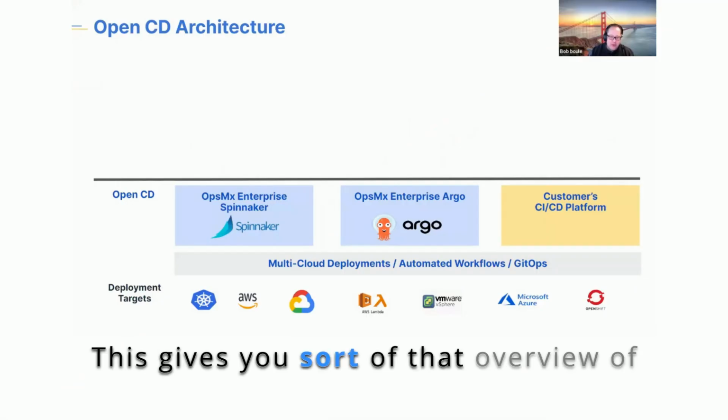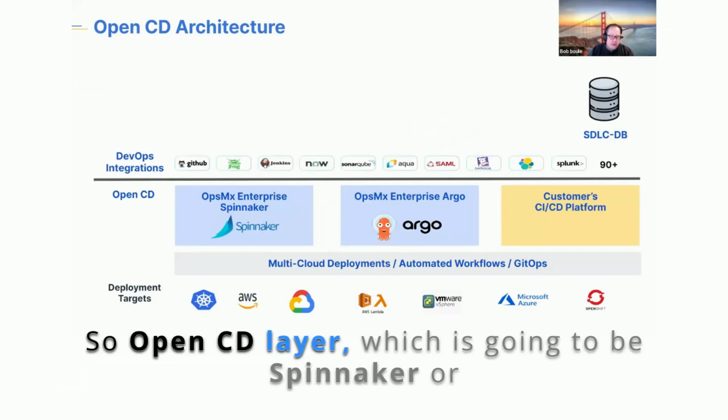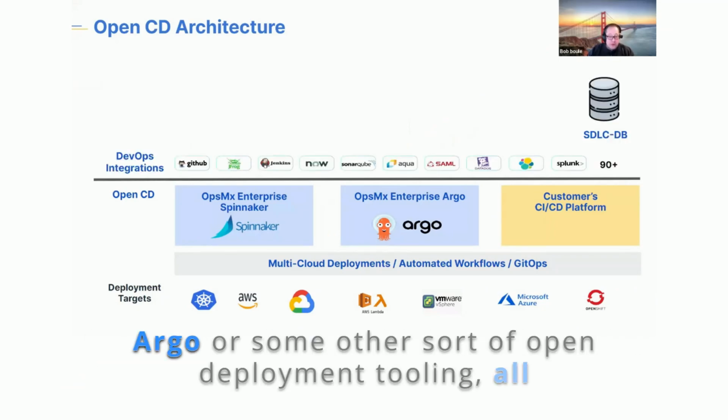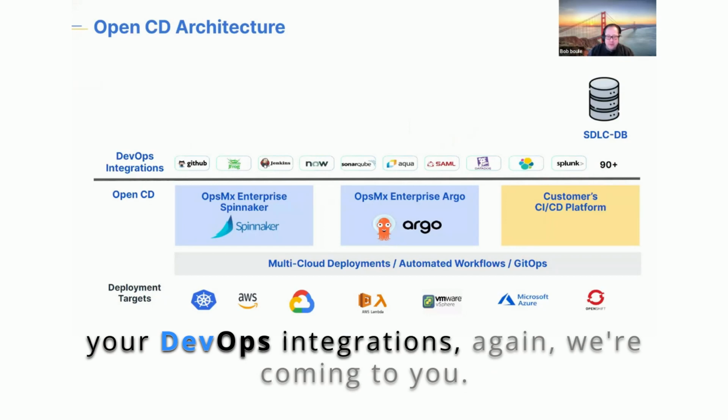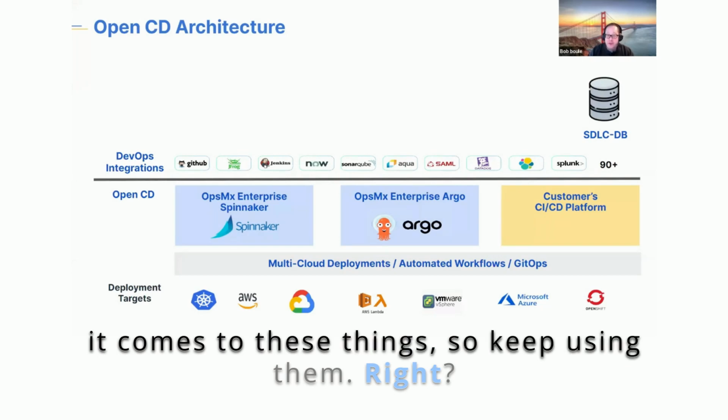This gives you sort of that overview of how we view the world, right? So the open CD layer, which is going to be Spinnaker or Argo or some other open deployment tooling. All your DevOps integrations. Again, we're coming to you. We don't need you to come to us, right? When it comes to these things, so keep using them, right?